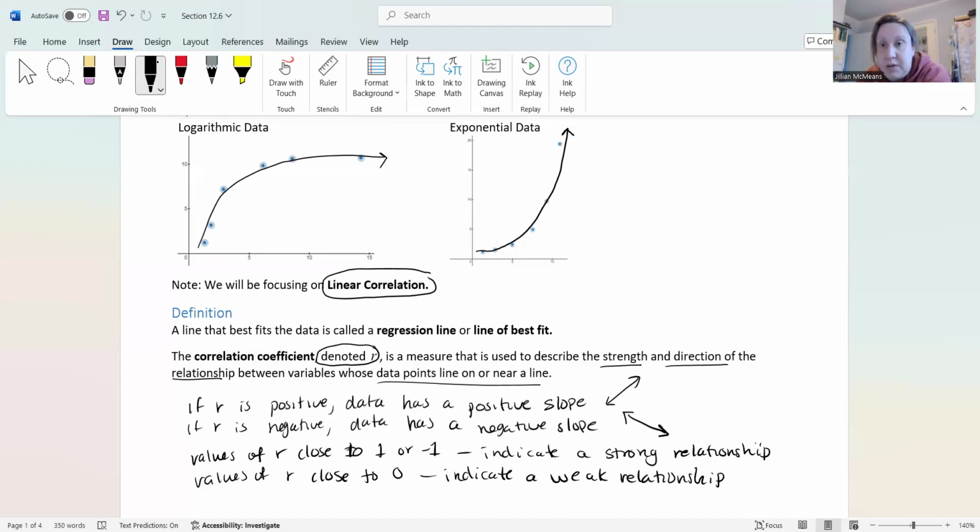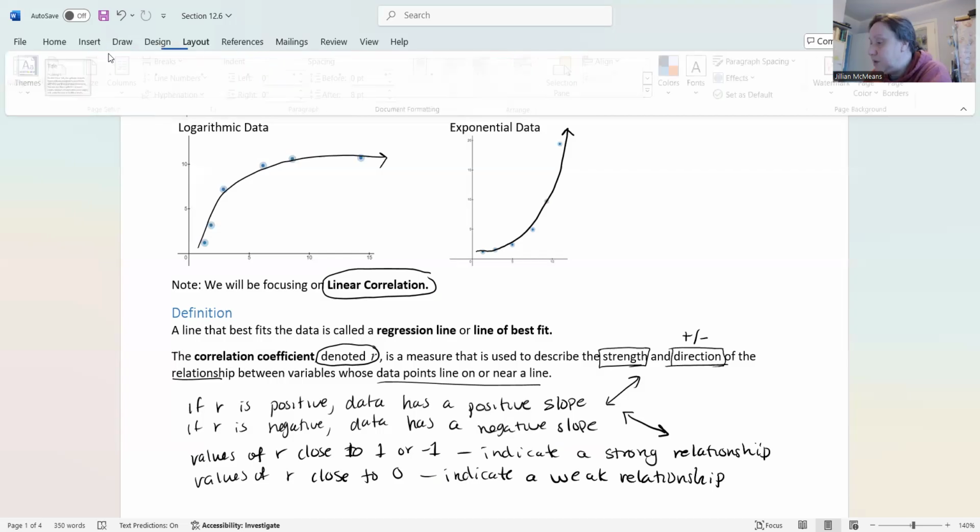So some things about the correlation coefficient. It is a number. It's a measure that describes the strength and the direction. So this right here is important, strength and direction. Okay, so direction is whether it's positive or negative. Winnie June, stop it. And then the strength is whether it's close to 1 or 0. Okay, and then the value for r, again, if it's positive, that tells you you have a positive slope. If it's negative, it's telling you you have a negative slope. And values of r close to 1 or negative 1 indicate strong relationships. Values of r close to 0 represent a very weak relationship.